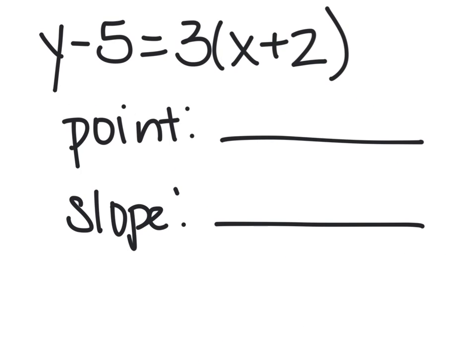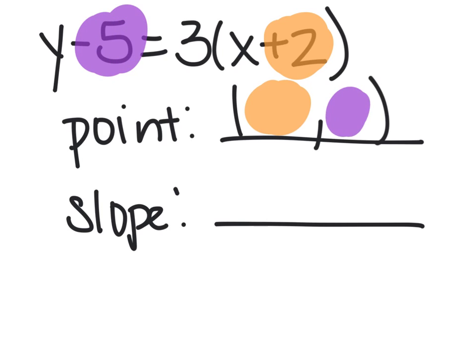So we have an equation, y minus 5 equals 3 times x plus 2. We need to identify the point and the slope. So remember, my point is an ordered pair, and it consists of an x value and a y value. So in this case, my x value is going to be the 2 that's in the parentheses. Remember, it's the opposite of plus 2, so it's going to be a minus 2. And my y value is going to be what's with y on the other side. Well, it's going to be the opposite of minus 5, which is plus 5.